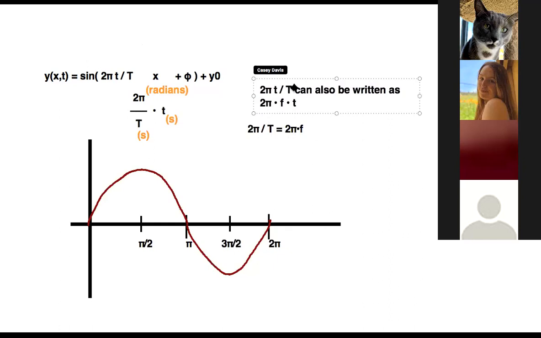2 pi t over period and 2 pi frequency times time are exactly the same thing, just written in different ways. They're completely interchangeable. Whichever one is more convenient under the circumstances is the one you want to use. Any other questions on that term so far?